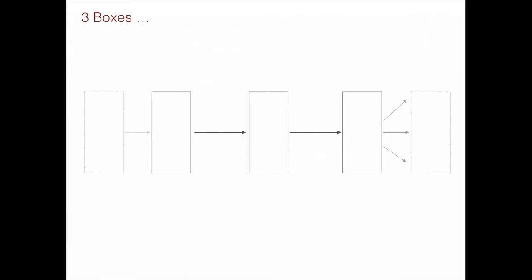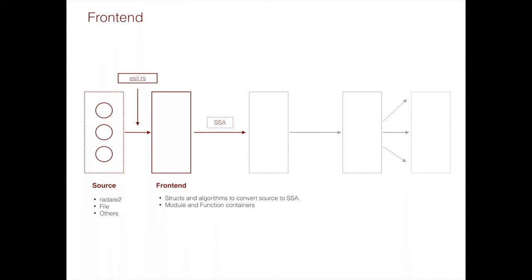So keeping all this in mind, radeco can basically be broken down into three main boxes which are shown in the middle, each corresponding to one single aspect of the decompiler. The first one is the front end. The front end takes the source and converts it into the SSA form. So the source can be anything. It depends on where you're loading the SL from. It can be from the radare tool, it can be from a file, or you could even write your own implementation to load SL from IDA or anything like that.